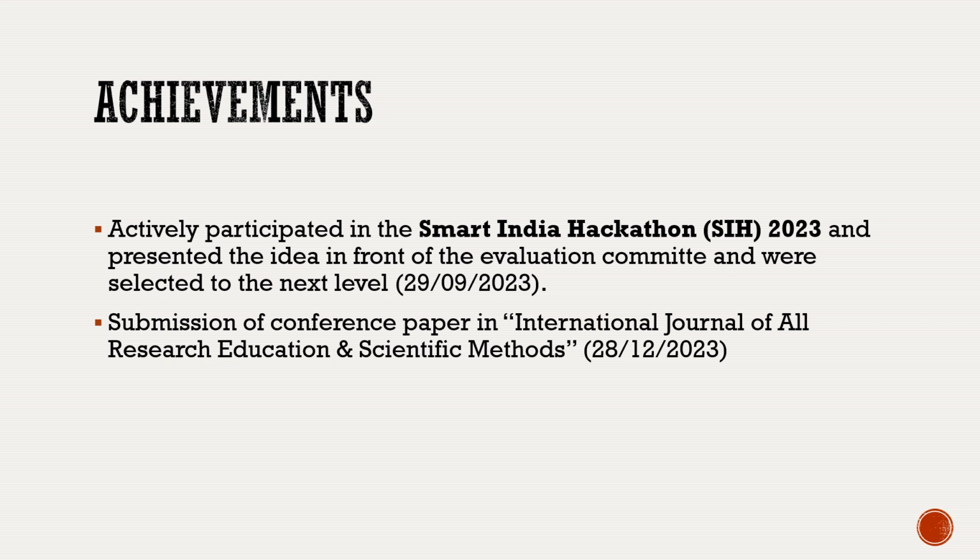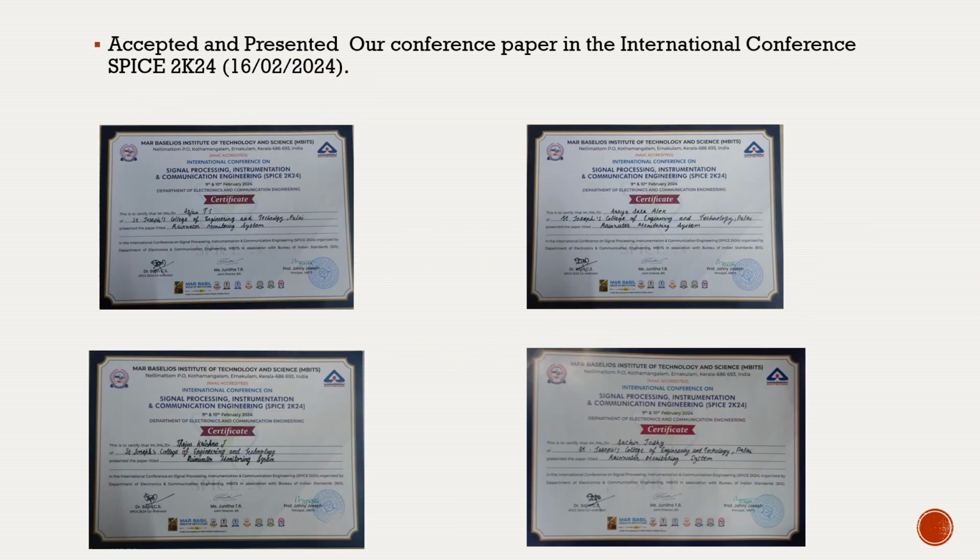The first is that we actively participated in the Smart India Hackathon and presented the idea in front of the evaluation committee and we were selected to the next level. And the second one is the submission of a contributory paper in an international journal on research, education and scientific methods. And the third one is that our paper was submitted and we presented our conference paper at the international conference SPICE 2K24 at MBIT scholars.